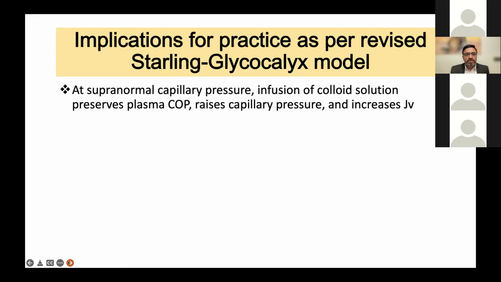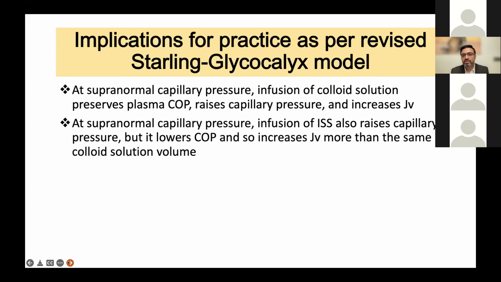This model also shows that at supranormal capillary pressure, infusion of colloid solution will preserve the plasma colloid oncotic pressure, will raise the capillary pressure, and will increase the filtration. A similar infusion of isotonic salt solution will also raise the capillary pressure, but because it's going to dilute the albumin within the capillaries, it's going to lower the oncotic pressure. So the rise in filtration is much more as compared to a colloid solution. So effectively, if you do supranormal hydration, more than what is required, more crystalloids will leak out as compared to colloids. But eventually, even the colloids will leak out.